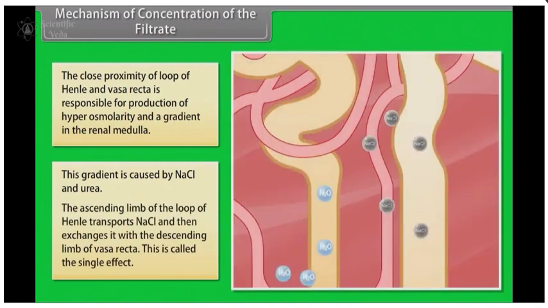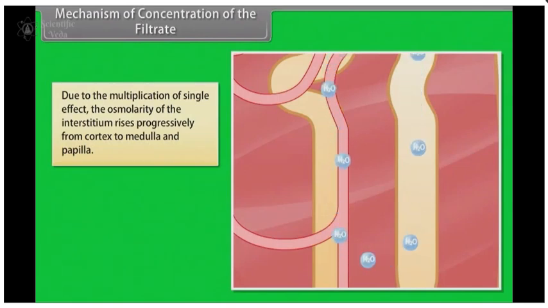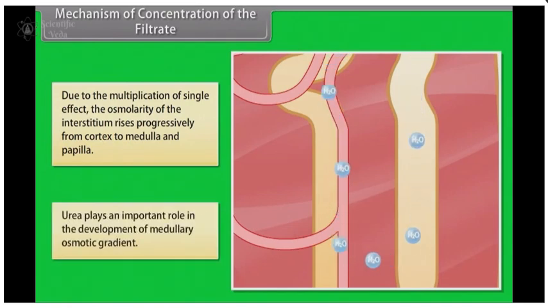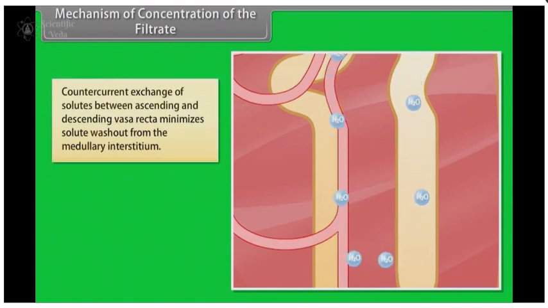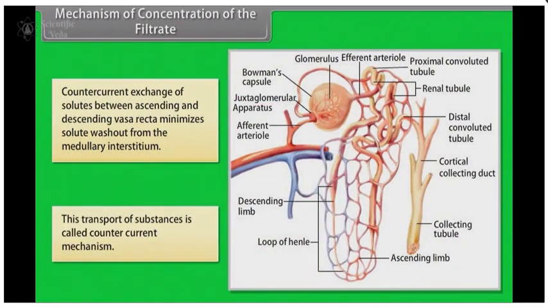The ascending limb of the loop of Henle transports NaCl and then exchanges it with the descending limb of the vasa recta. This is called the single effect. Due to multiplication of the single effect, the osmolarity of the interstitium rises progressively from cortex to medulla and papilla. Urea plays an important role in the development of the medullary osmotic gradient. Countercurrent exchange of solutes between ascending and descending vasa recta minimizes solute washout from the medullary interstitium. This transport of substances is called counter-current mechanism.